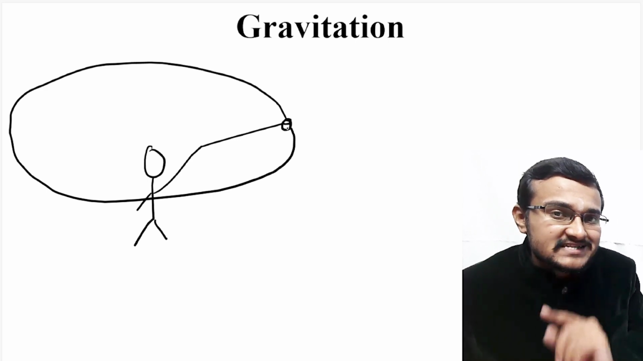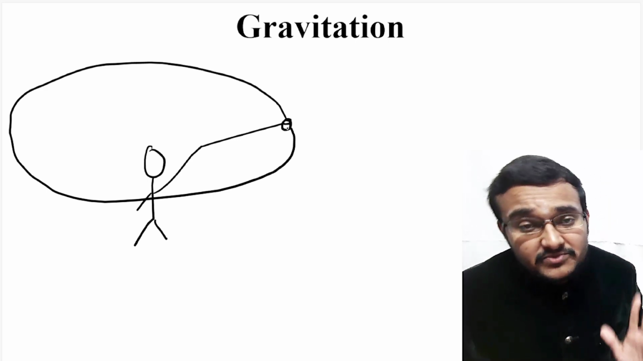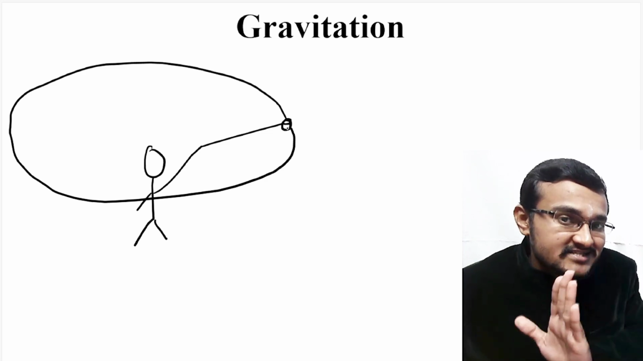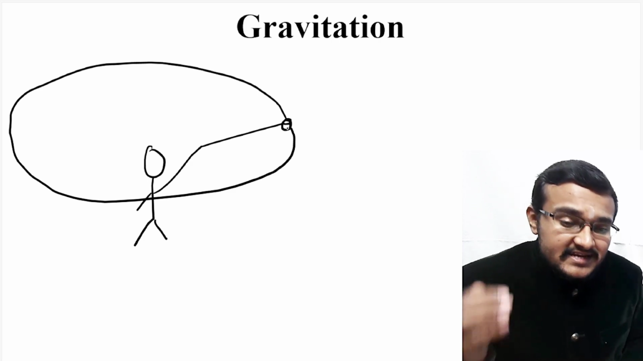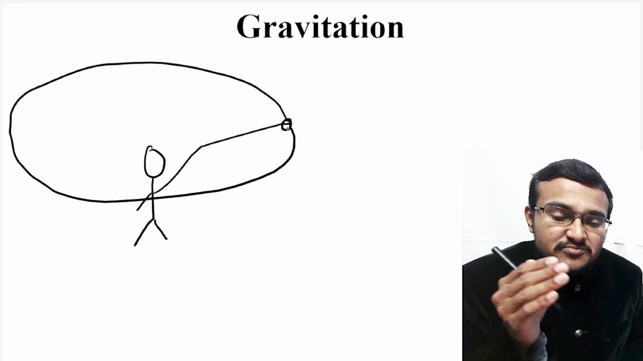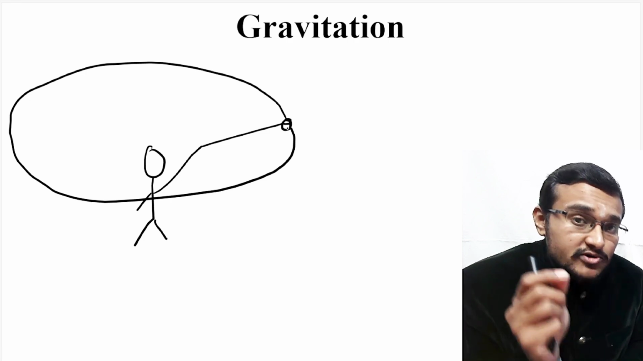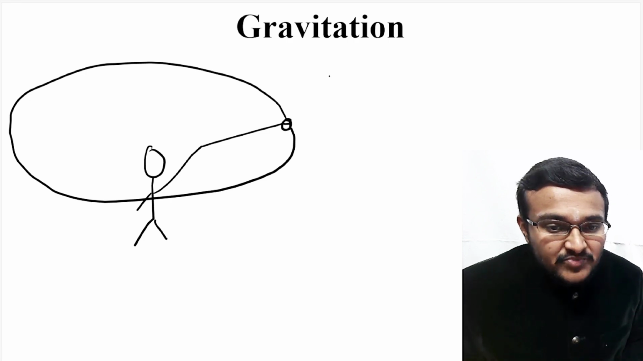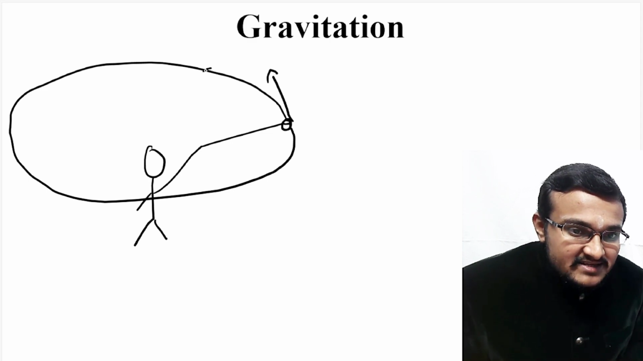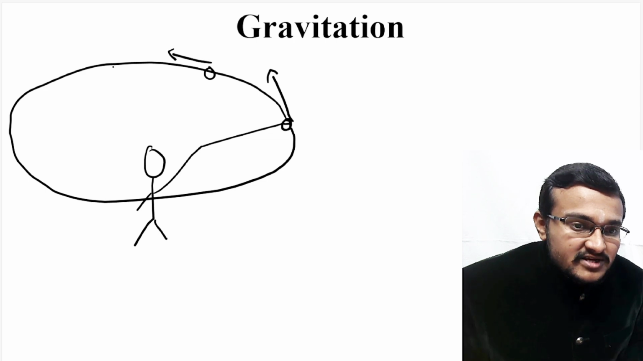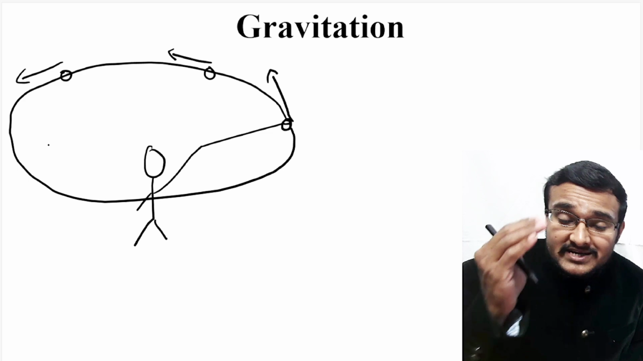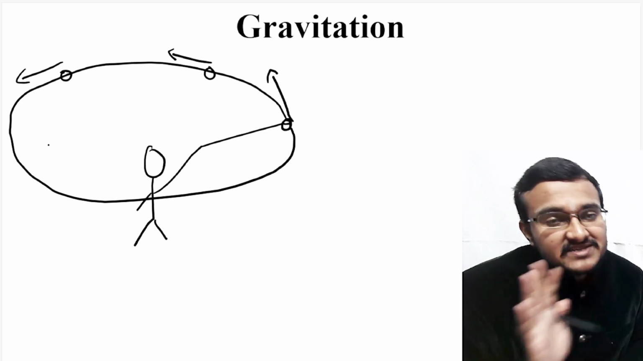So here the stone is revolving around this person, and at each point the stone is changing its direction. That means at each point the stone is getting a certain amount of force to change its direction. Because at this point the stone was following this direction, and at this position it will be following this direction, and at this point this direction. So at each point the stone is changing its direction.